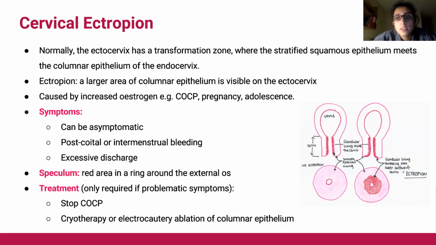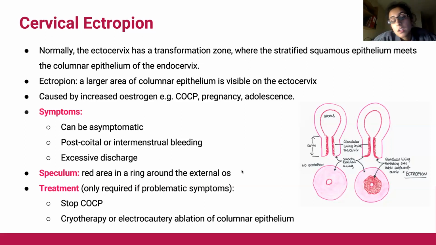And sometimes the cells from the inside can proliferate and extend outwards to the ectocervix. And this is where we get something called an ectropion. So it's a large area of the columnar epithelium of the endocervix that's extended past the transformation zone. And this is visible on a speculum. So if you were to do a speculum examination, you could see what the cervix looks like. Here there's no ectropion, whereas here you can see a red ring. It looks a bit velvety, and that's the ectropion.